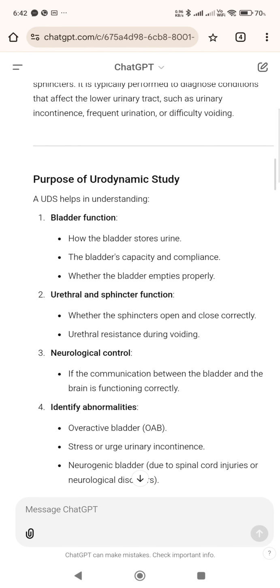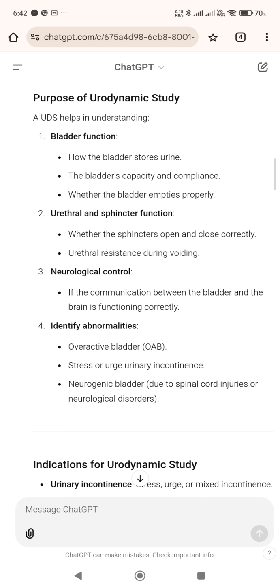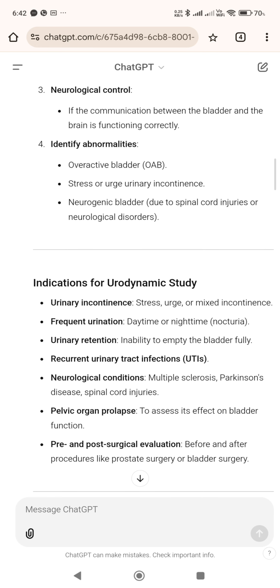Purpose of urodynamic study: a UDS helps in understanding 1. Bladder function, how the bladder stores urine, the bladder's capacity and compliance, whether the bladder empties properly. 2. Urethral and sphincter function, whether the sphincters open and close correctly, urethral resistance during voiding. 3. Neurological control, if the communication between the bladder and the brain is functioning correctly.